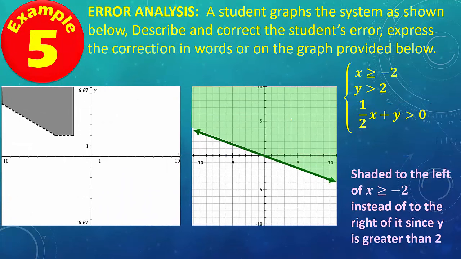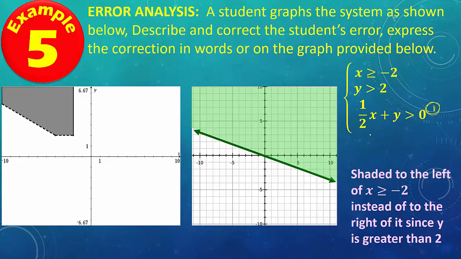And finally, a student graphs the system as shown below. Describe and correct the student's error, expressing the correction in words or on the graph provided below. I actually went ahead and put this one on there already. What I had to do was switch this.